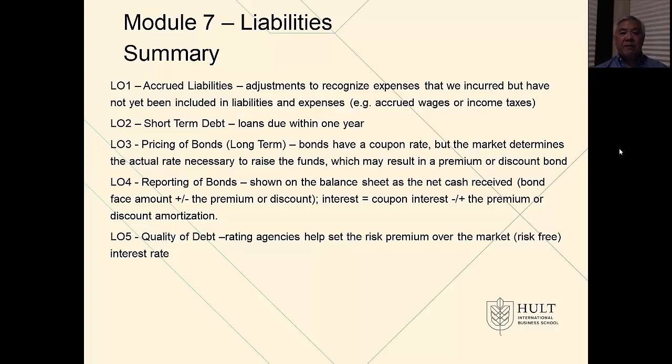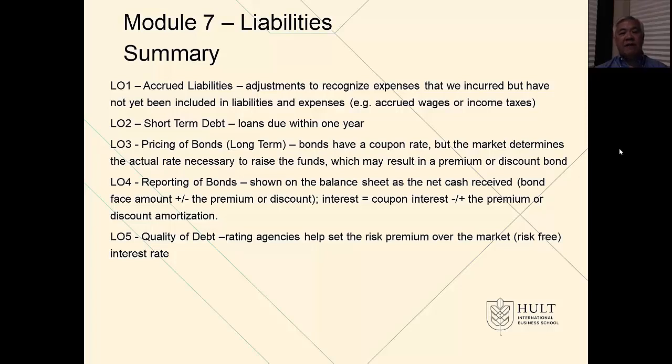Fourth was the reporting of bonds, and this is tricky because when we first issue the bond, the bond payable equals the cash we received. But over time, as we approach the maturity date of the bond, those dollars have to move from whatever cash we received to equal the face amount of the bond. And that often requires the amortization of either a premium or a discount. It's very rare that a bond is issued exactly at par. So there's usually a small or large premium or discount involved.